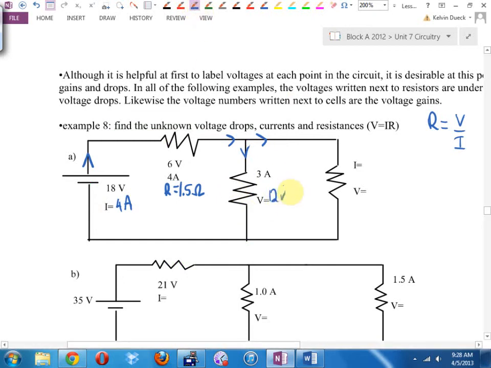Do I know 2? I know 4 things, although I'm not asking for power. I can certainly tell you the resistance. How many ohms must this resistor be? Hey, I can do this in my head. 12 over 3, it's 4 ohms. Cool.